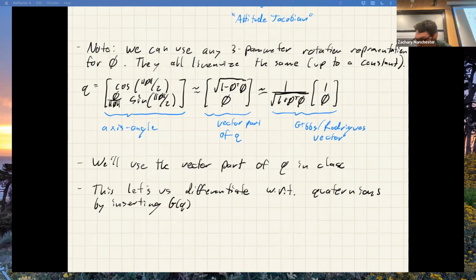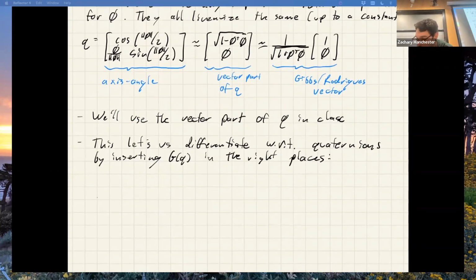Okay, cool. We're just going to plug these attitude Jacobian G things in the right places, and I'll show you all the useful examples of this real quick. The first one is if I have some f of q that eats a quaternion and spits out a scalar. Think loss function or cost function. We'll show you an example of this in a little bit. So this is the gradient of a scalar valued function.